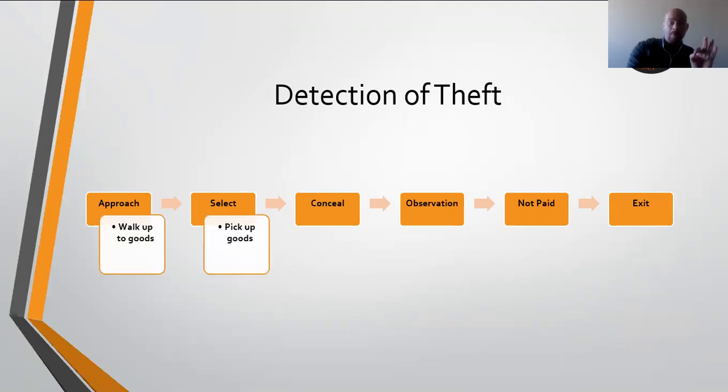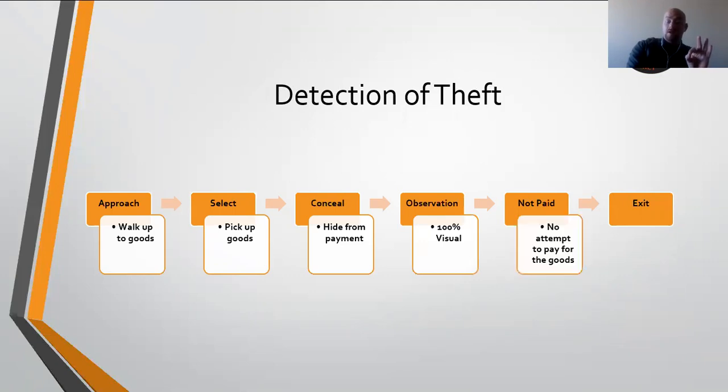So basically what we're seeking to observe is the person walk up to the goods, pick up the goods, hide from payment. We maintain 100% visual observation to ensure they don't attempt to pay for the goods, and then they leave the store in possession of the goods. So that's what we're looking for. I want to see the person walk up, pick it up, hide it, maintain possession of it until they leave the store without paying, and then I've got my model.